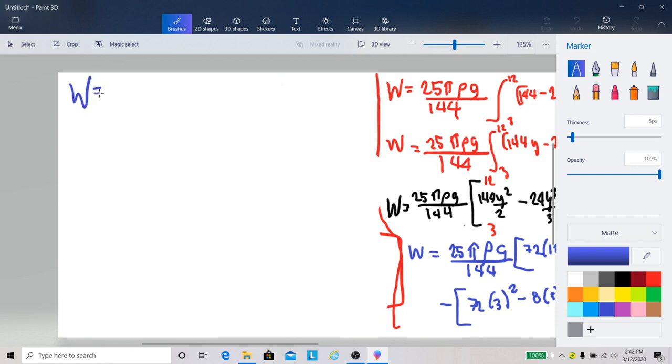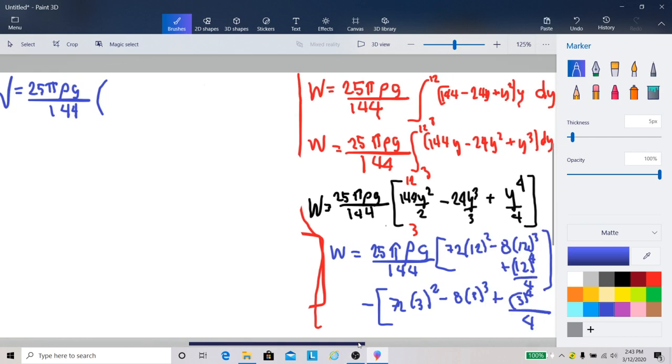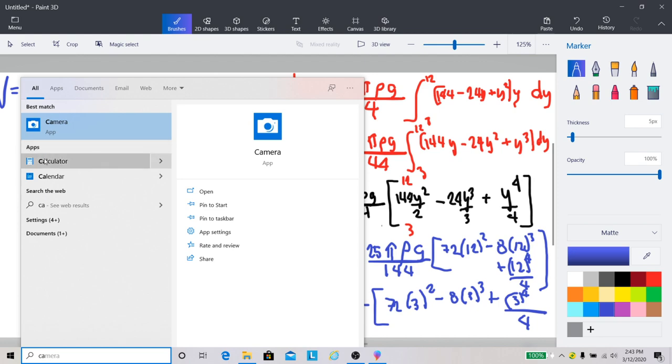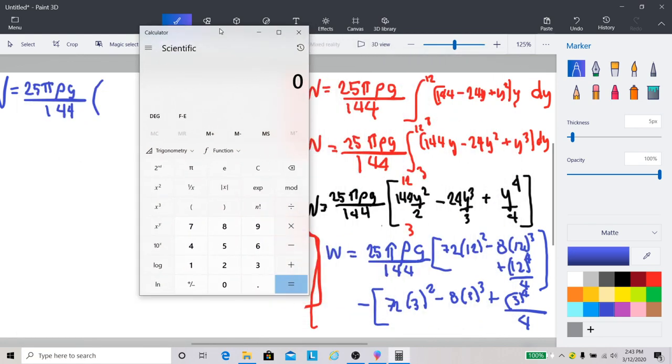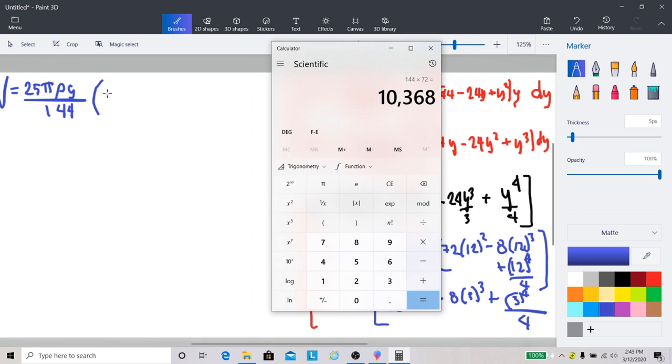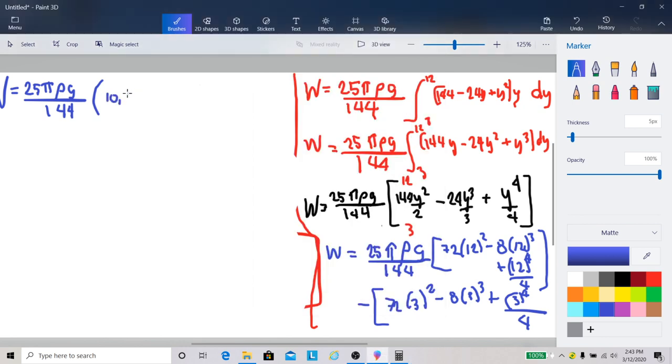W will then now be what? 25 pi rho g over 144. Okay, let me grab some calculator and try to evaluate the values of this one. Let's try to evaluate. We have 144, that is 12 squared, times 72. That will be 10,368. Okay. That will be the first one.